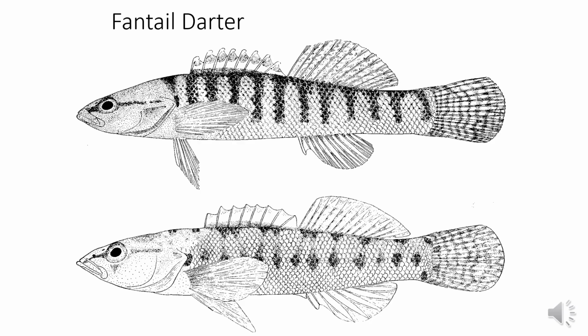Fantails will spawn on the underneath side of rocks, so the males will actually use that dorsal fin to brush the underneath side of the rocks. The little rounded tips are egg mimics, so this will get the female to spawn there. It'll help induce her to spawn.